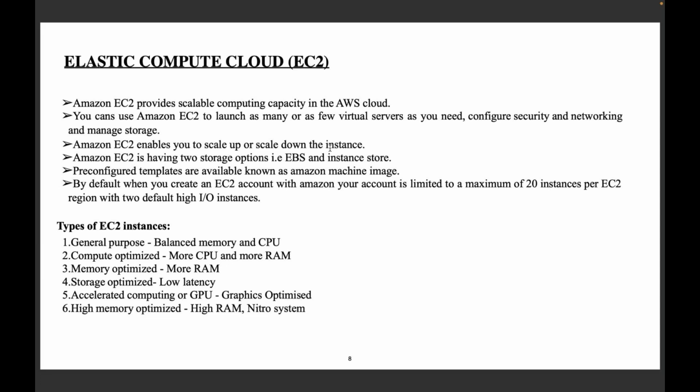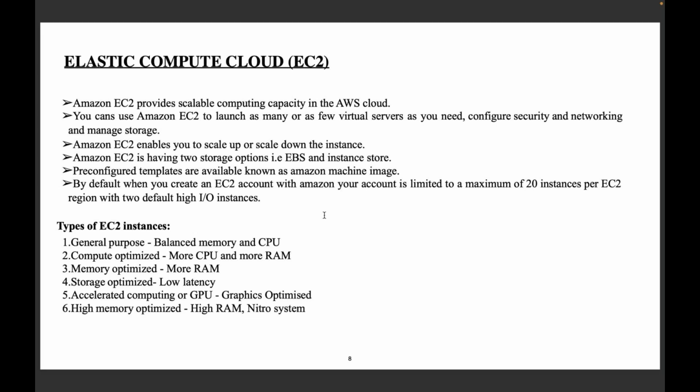This is our first topic, which is Elastic Compute Cloud. What is Elastic Compute Cloud? Elastic Compute Cloud is a scalable computing service which is provided in AWS Cloud, the first service which you should know in AWS Cloud. By default you can create EC2 instances with Amazon, but your account is limited to a maximum of 20 instances per region. However, this capacity can increase or decrease: you'll have to talk to AWS customer support, and they can decrease or increase depending on your requirement.